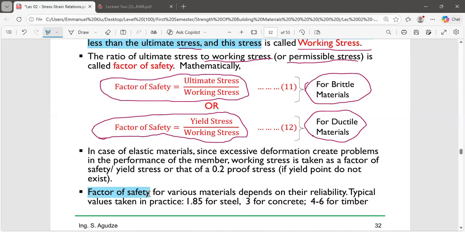Okay, sir. So I'm asking if we are to calculate the working stress for ductile material, we just do change of subject using the formula for factor of safety, right? Yes, exactly. So now the formula I'm going to use is working stress for ductile material. Your working stress is now going to be the yield stress over the factor of safety. You see.